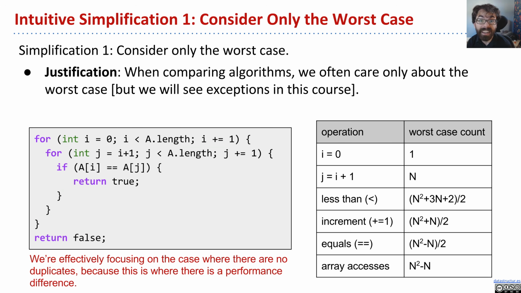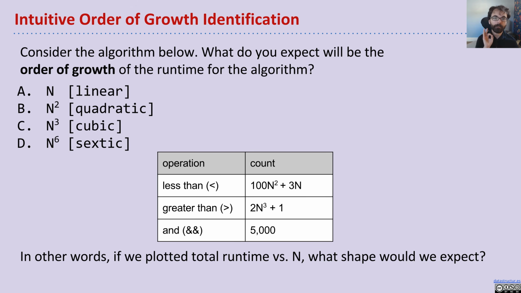Okay, when it comes to our next 3 simplifications, I'm first going to let you do a little intuitive exercise that will motivate these simplifications. So in this little example here, I want you to imagine that we count up the number of operations for some function that's not shown. And in this case, the number of less than operations is 100n squared plus 3n. The number of greater thans is 2n cubed plus 1. And the number of and operations is 5,000.